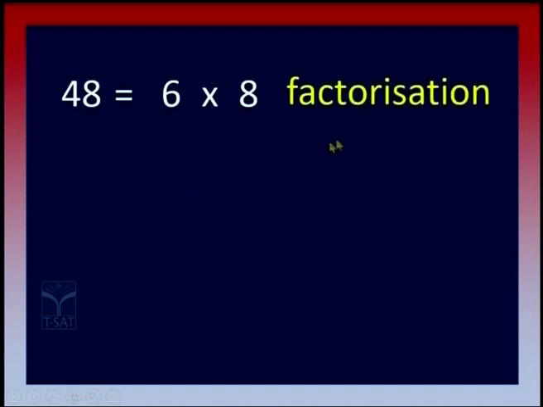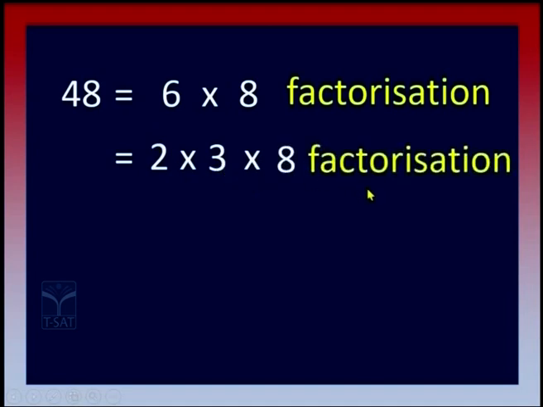Now again you see another number, 48. How do you express 48 as a product of terms? You can write it as 6 into 8. This is called factorization. This we have already learned in our lower classes. 48 can be written as 6 into 8. This is factorization. And you know already that this 6 can also be split as 2 into 3. So you can write 48 as 2 into 3 into 8. This can also be called factorization.